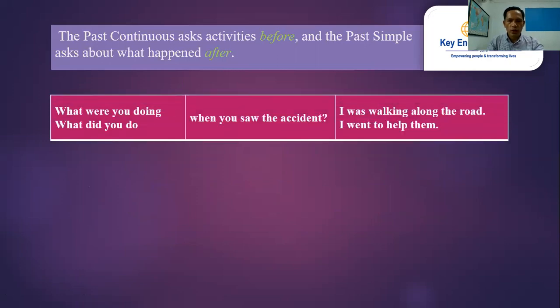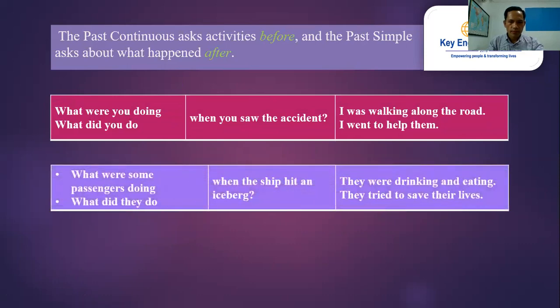So in this case, which one is correct? What were you doing when you saw the accident? I was walking along the road, or I went to help them. Two sentences, which one's correct? Here is another sentence. What were some passengers doing when the ship hit an iceberg? They were drinking and eating, or they tried to save their lives. So which sentence is correct? I just paused about 15 seconds.